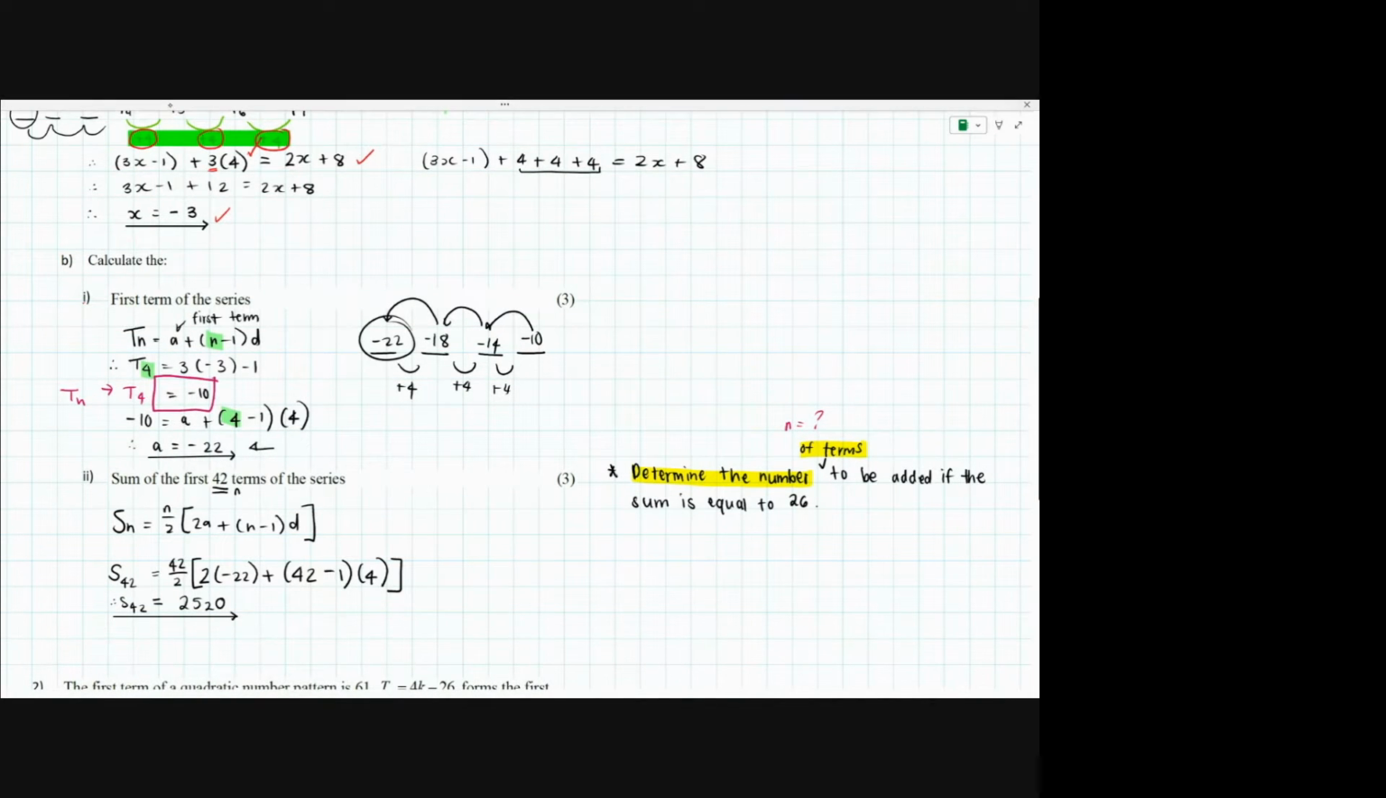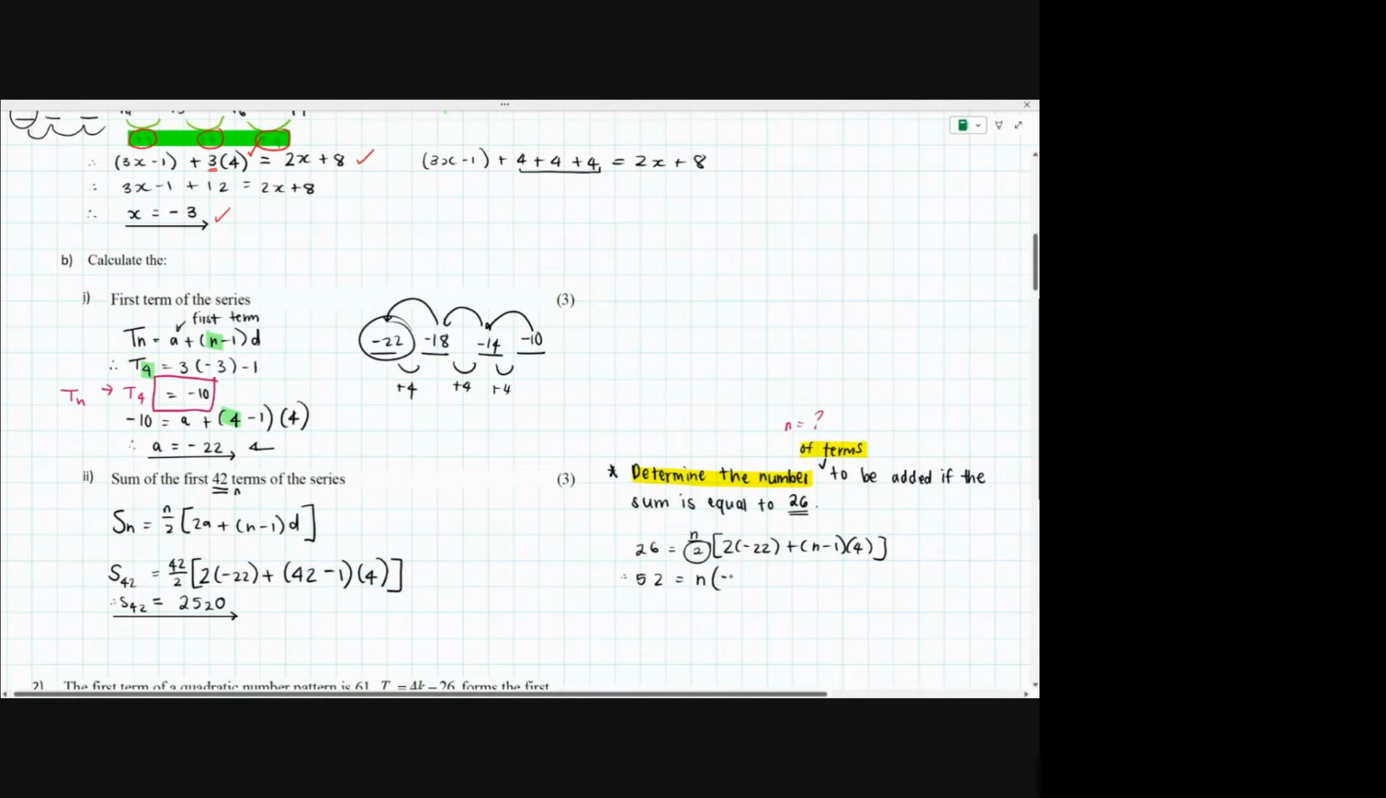So what we're going to do here is we still substitute in everything as we have, except now we know that the sum is 26. Now we've got 26 equals n over 2 times 2a, which is negative 22, plus n minus 1, and I'm solving for n, so I don't know what that is, times my difference, which is 4. All right, and now I have to solve for n. The first thing I always do is I get rid of this fraction, so I times both sides by 2. So that means 52 is equal to n, and then I simplify this bracket.